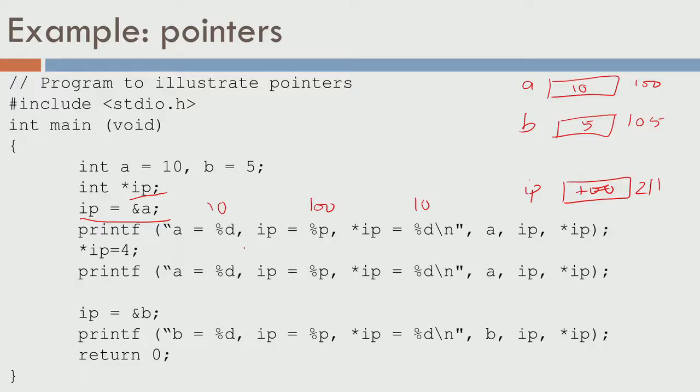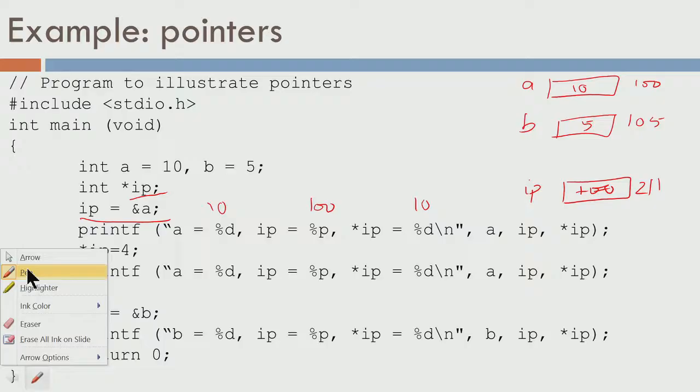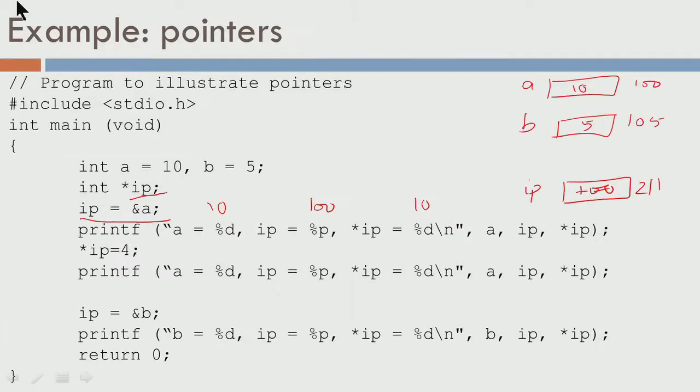Then let us look at this line. The next line says star ip equals 4. Let us see what that does. What is star ip? It says change the contents of the address that is pointed to by ip to 4. So, ip is still pointing to 100, the contents of which is actually 10 now. It says change that to 4. So, the contents of the integer pointed to by ip should be changed to 4.